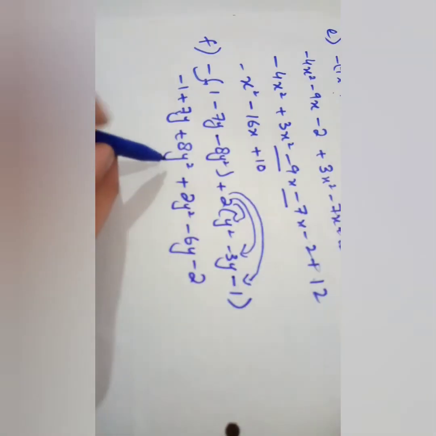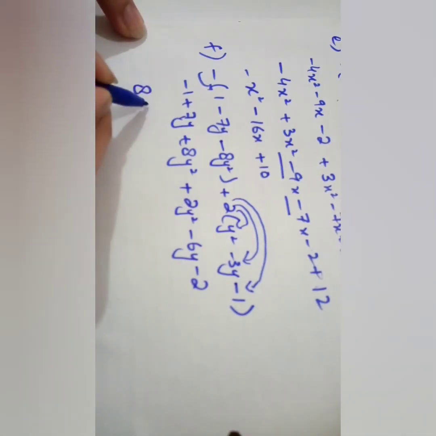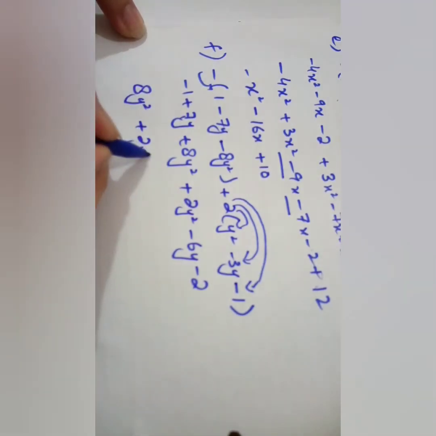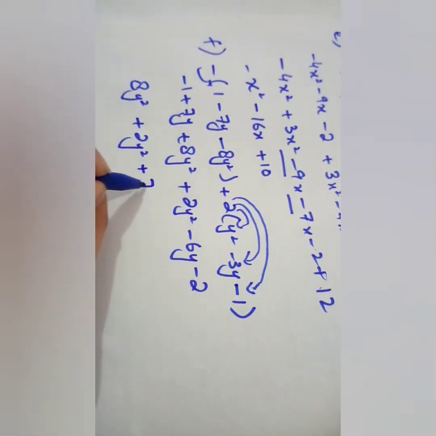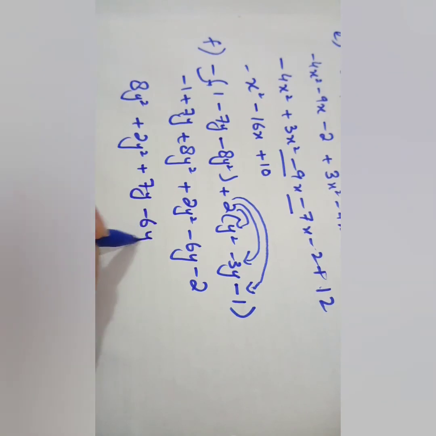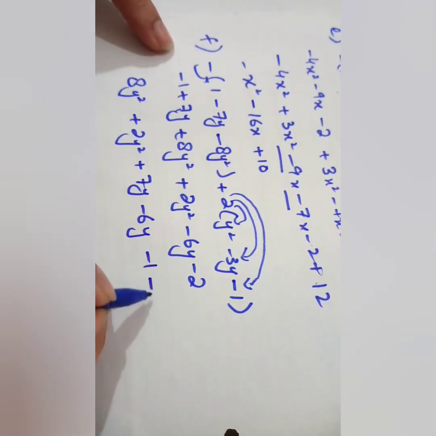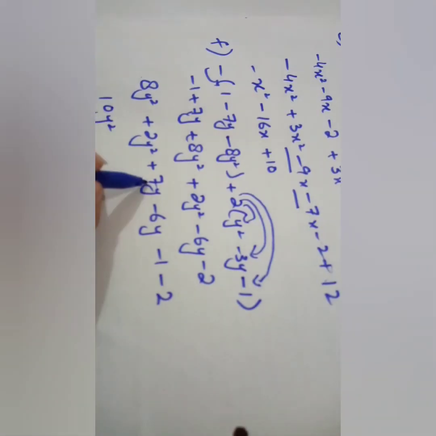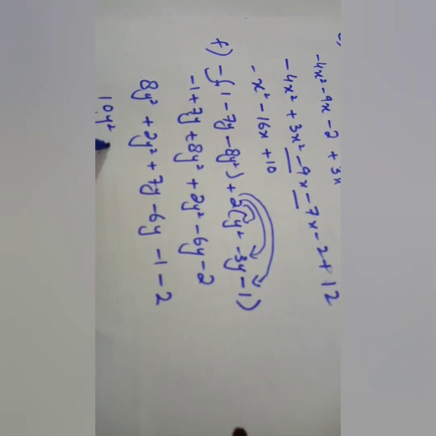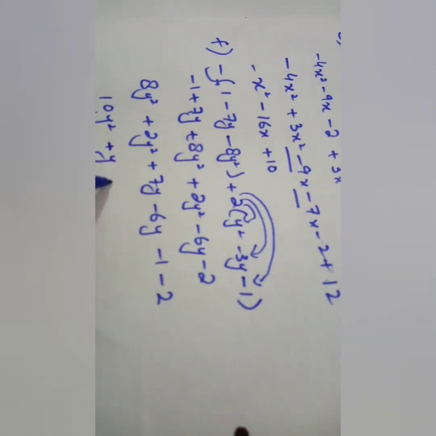Again arrange the terms, and whenever you are arranging the terms, notice that the variable with the greater power will come first. 8y squared plus 2y squared, power 2, then after that we decrease towards the lower powers. 7y minus 6y, then minus 1 plus minus 2. Now 8 plus 2, 10y squared, 7 minus 6, 1y, and minus 3.